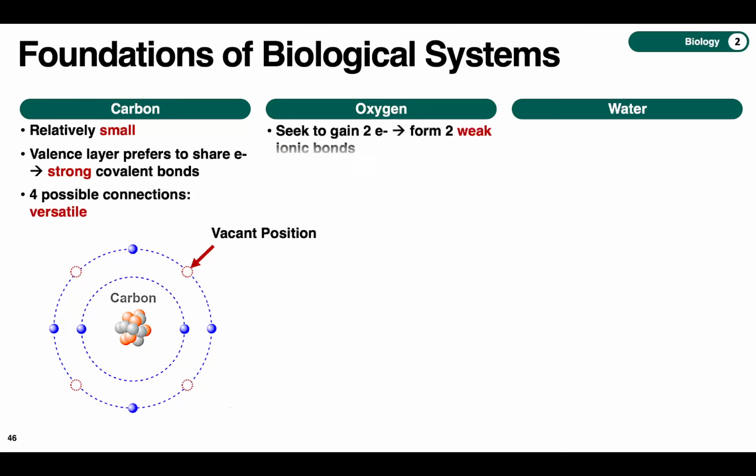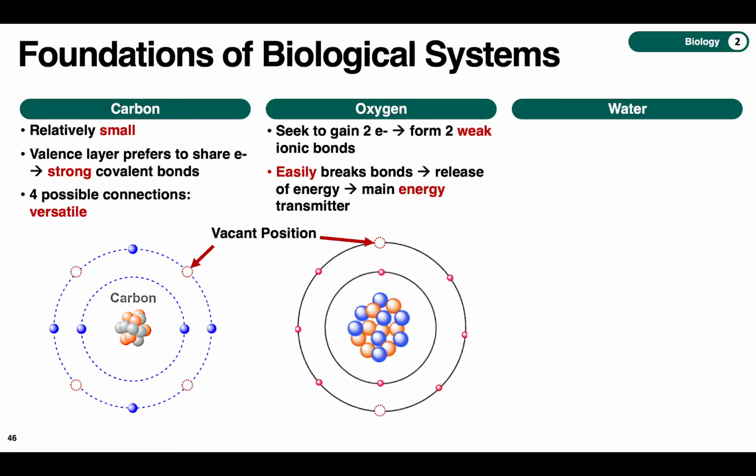Now, oxygen is an atom that seeks to gain 2 electrons, and so it prefers to form 2 ionic bonds that are weaker than the covalent bonds, which means that they are easier to break than covalent bonds, and so it's easier for them to release energy, and that's what makes it the main energy transmitter in most of the biological organisms.